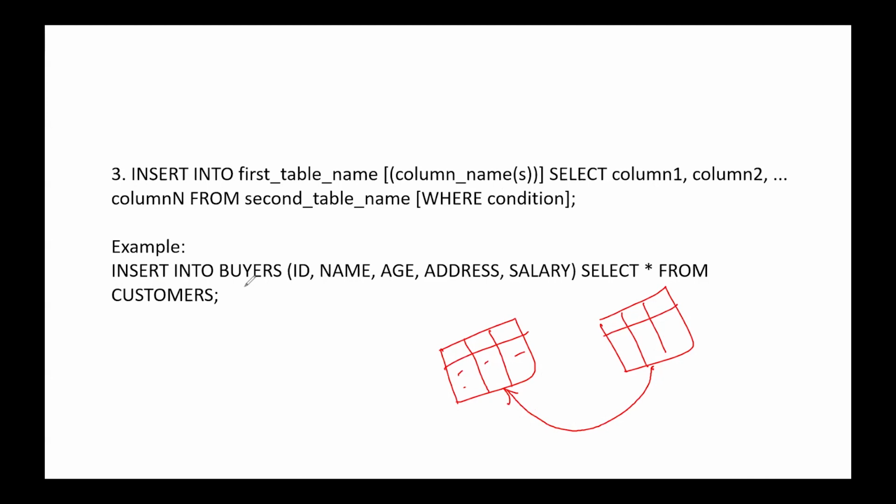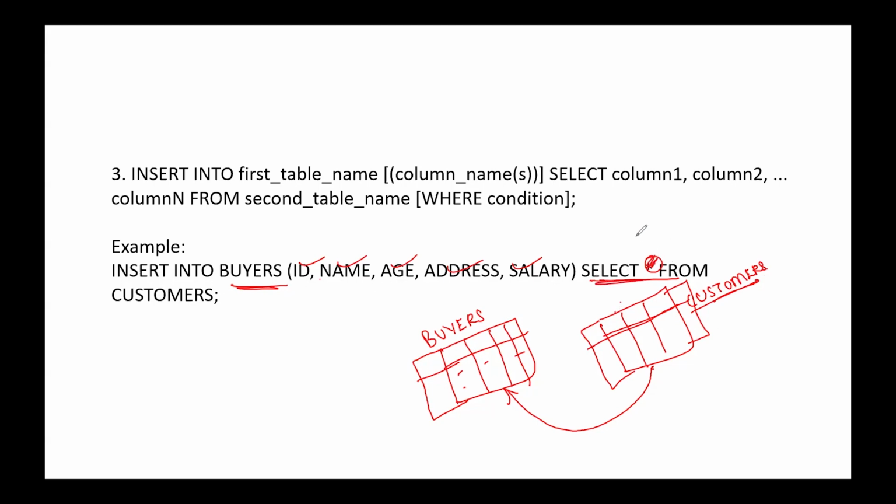So for example, here insert into buyers. So buyers is the new table which I have created. Okay, so it has ID, name, age, address, and salary. So here I have given 5 columns and select star from customer. So customers is the existing table which also has the same set of columns because I have said star. By doing this, insert into buyers ID, name, age, address, and salary. So I will mention which are the columns for which I am taking the values, and then I will say select star from customer.